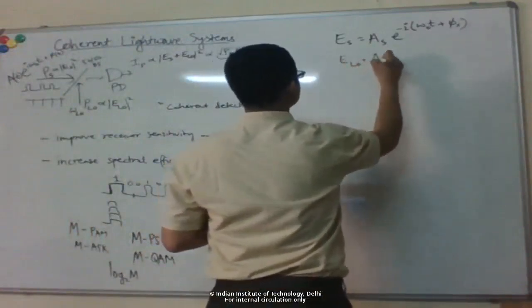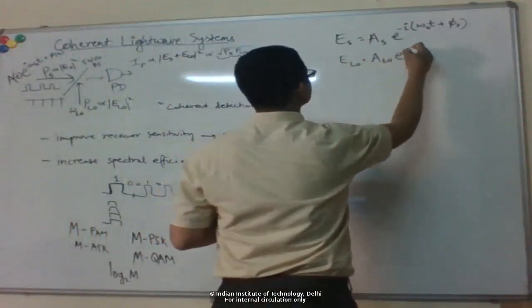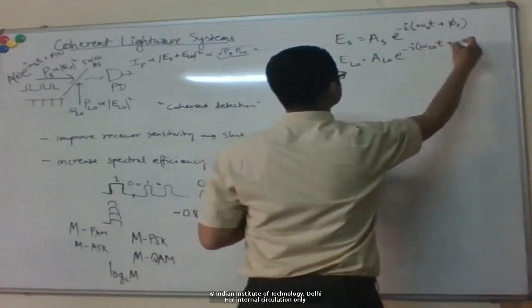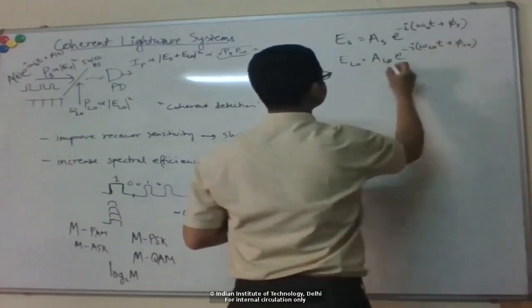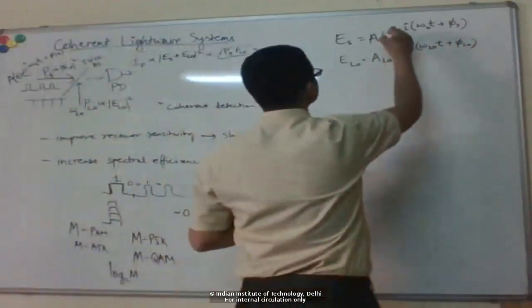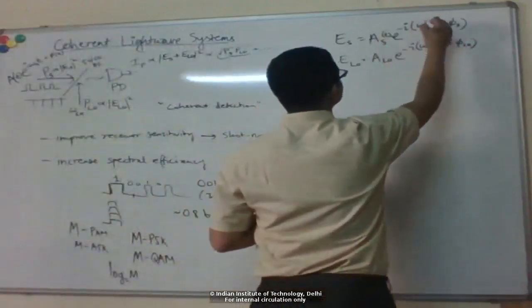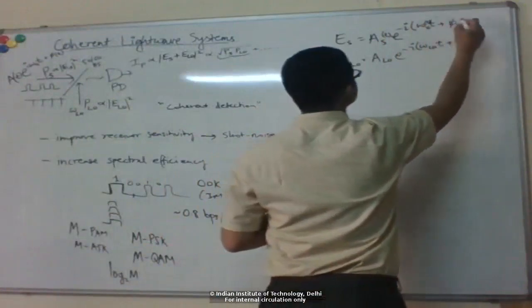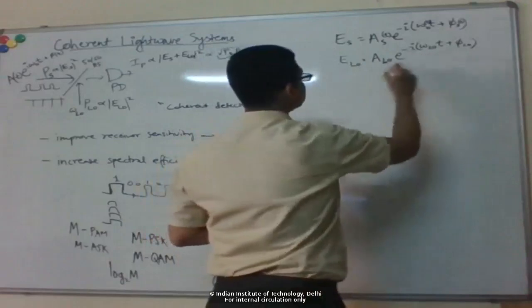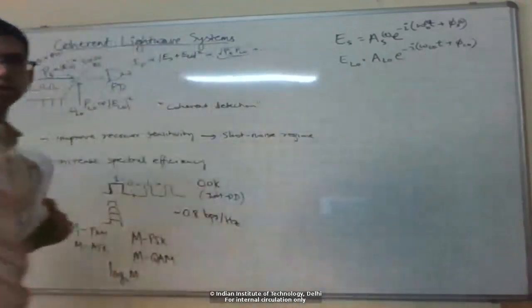And then the local oscillator is a pure tone, which means these are constants. So this could be a function of time. This could also be a function of time for frequency modulation. But for the local oscillator, these are constants. So it's a pure tone.